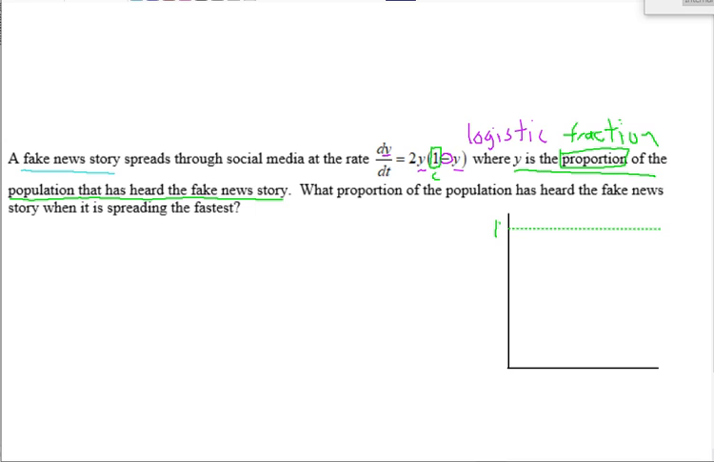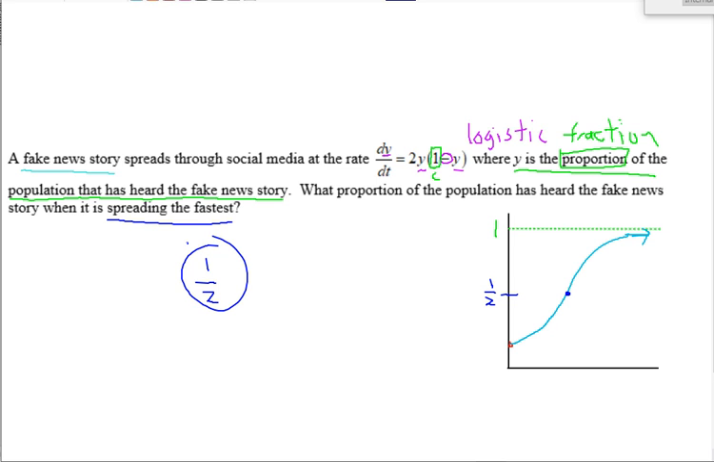Now it doesn't tell you the initial value, so we just have some initial value here. And then the graph, again, would have this shape to it. Concave up and then concave down. And where that point of inflection is, it's always at half the carrying capacity. And that's what proportion of the population has heard the fake news story when it is spreading the fastest. So it's spreading the fastest right there when it's the steepest, and that's when it's half the carrying capacity, which is just 1/2. So that's the proportion of the population that has heard the fake news story when it's spreading the fastest, 1/2.